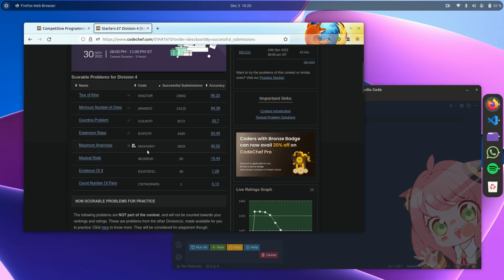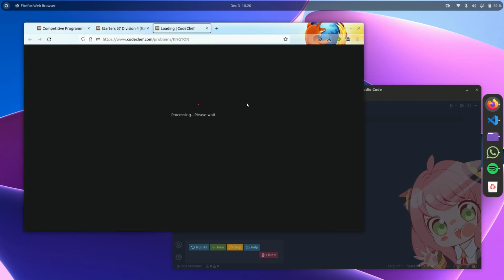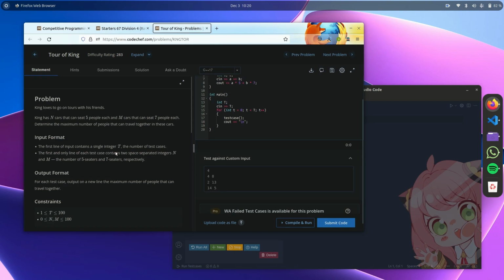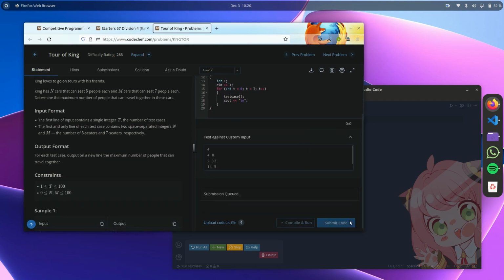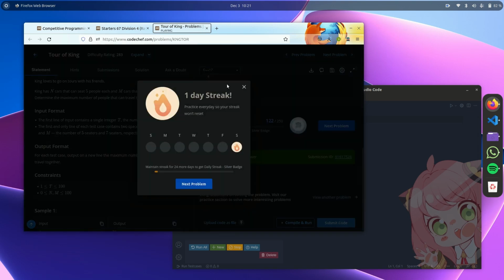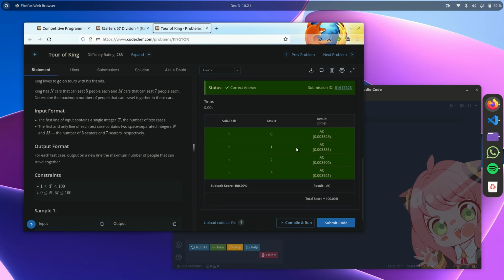It just needs AC. If I show you the first question, Tour of the King. So this was the problem. I will also explain it in detail. If I submit this, it runs multiple tasks. If all are AC, you get 100.